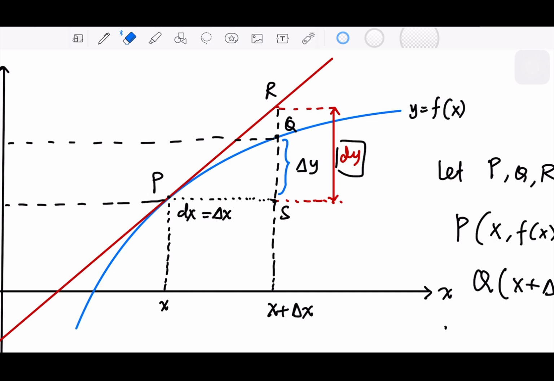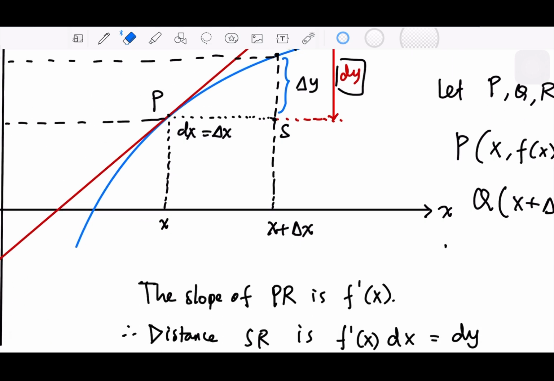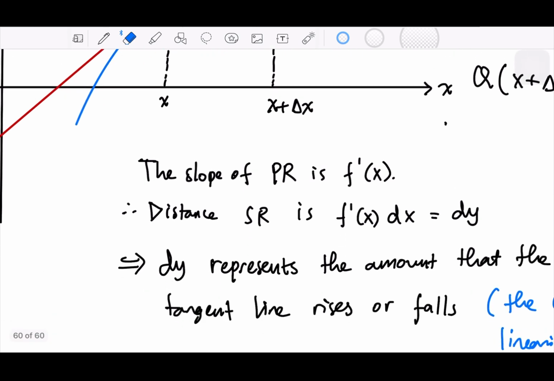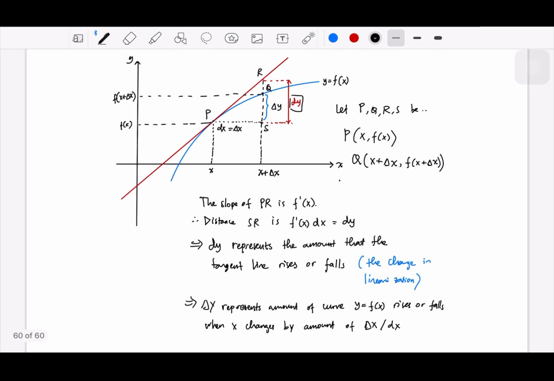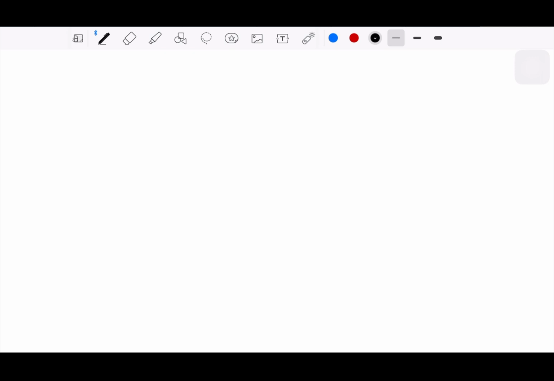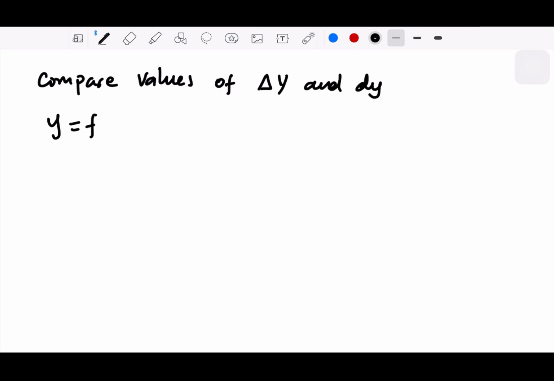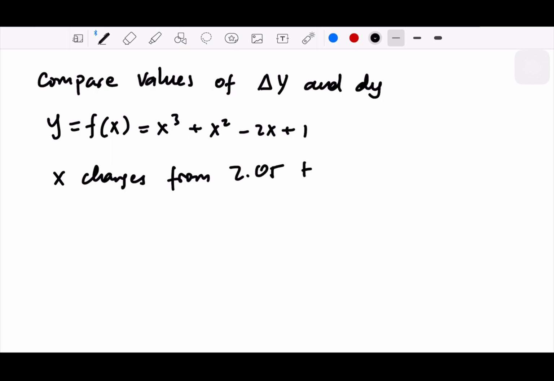So for example, let me take a new example here. Compare the values of delta y and dy if y equals f of x equals x cubed plus x squared minus 2x plus 1, and x changes from 2 to 2.05. First 2.05.